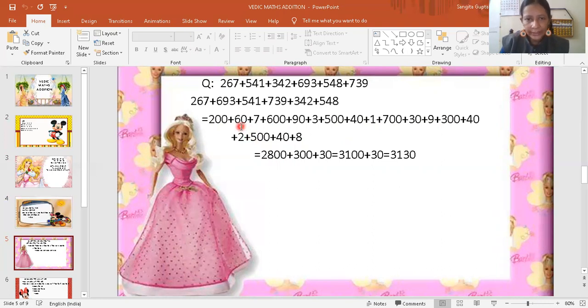Now see, 60 plus 90 is 150. 150 plus 40 is 190. 190 plus 30 is equal to 220. 220 plus 40 is equal to 260. 260 plus 40 is equal to 300. So here I have written 300.